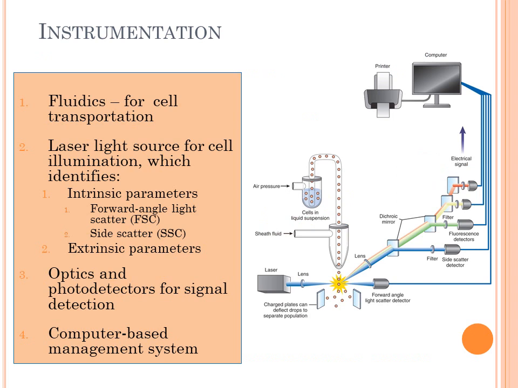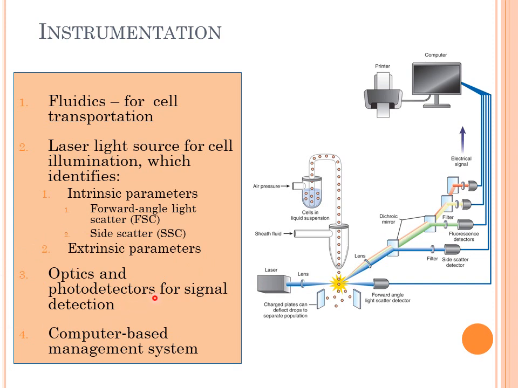There's really four basic components involved in flow cytometry. The first is we have to have fluids, because these cells that we're interested in assaying are suspended in fluid. We need a laser light source, which is going to generate a very narrowly focused band of light that's going to pass through a lens and an aperture to strike cells that are suspended in our fluid.